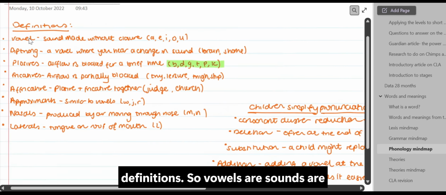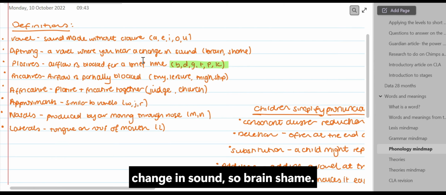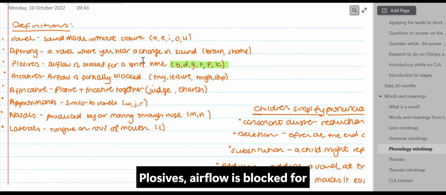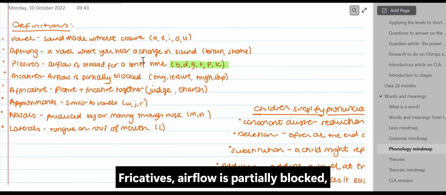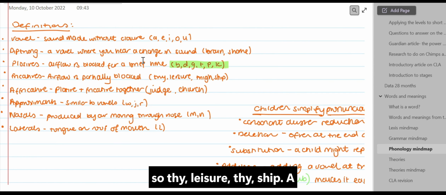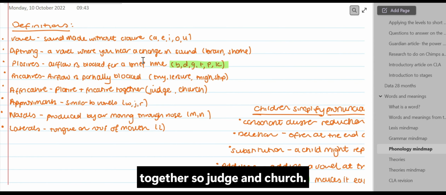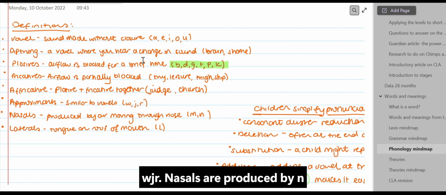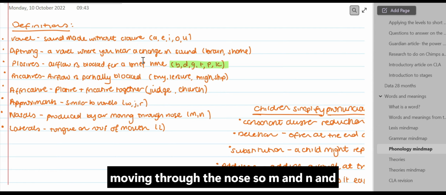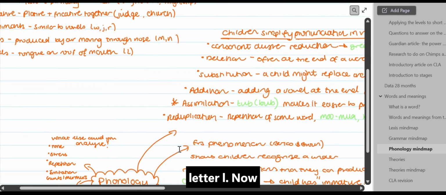So vowels are sounds that are made without closure. So A, E, I, O, U. A diphthong is a vowel where you hear a change in sound. So brain, shame. Plosives, airflow is blocked for a brief time. So B, D, G, T, P, and K. Fricatives, airflow is partially blocked. So thy, leisure, thigh, ship. An affricate is a plosive and a fricative together, so judge and church. Approximants are similar to vowels, so W, J, R. Nasals are produced by air moving through the nose, so M and N. And lateral, so that's where the tongue is on the roof of the mouth, for example, the letter L.